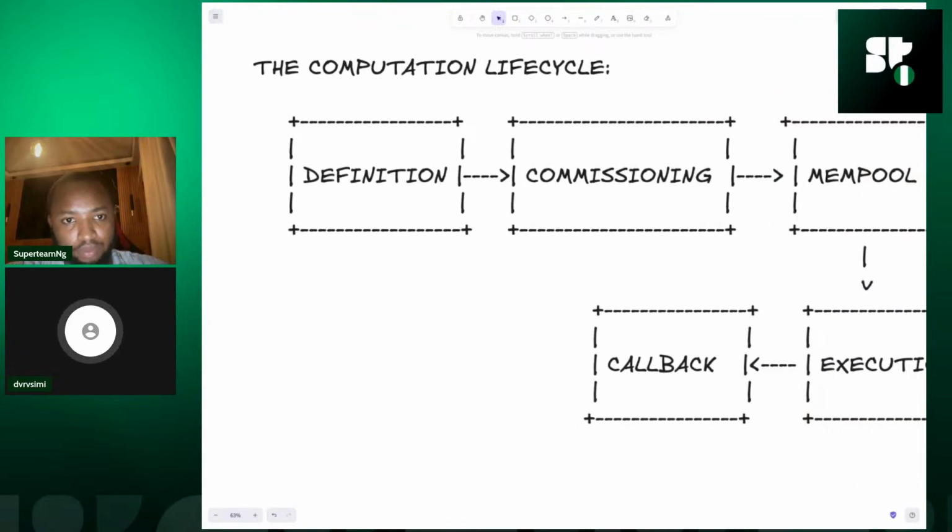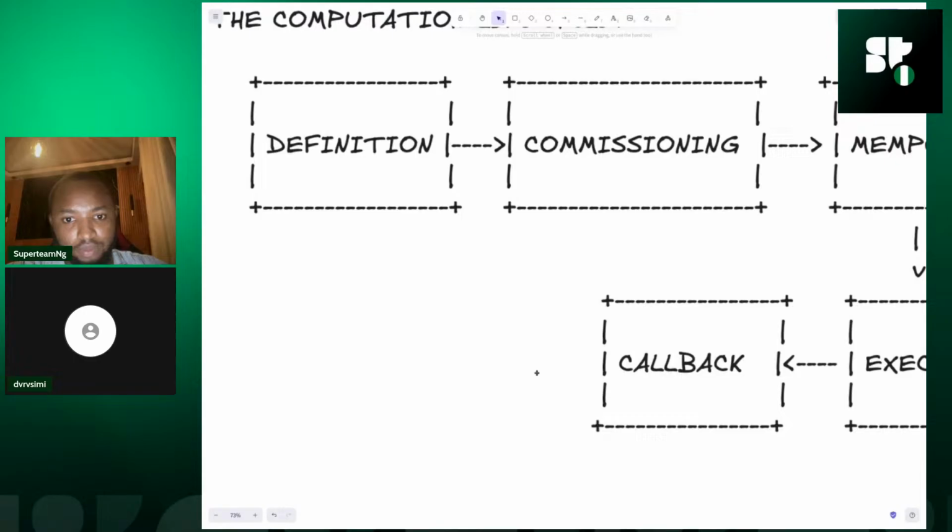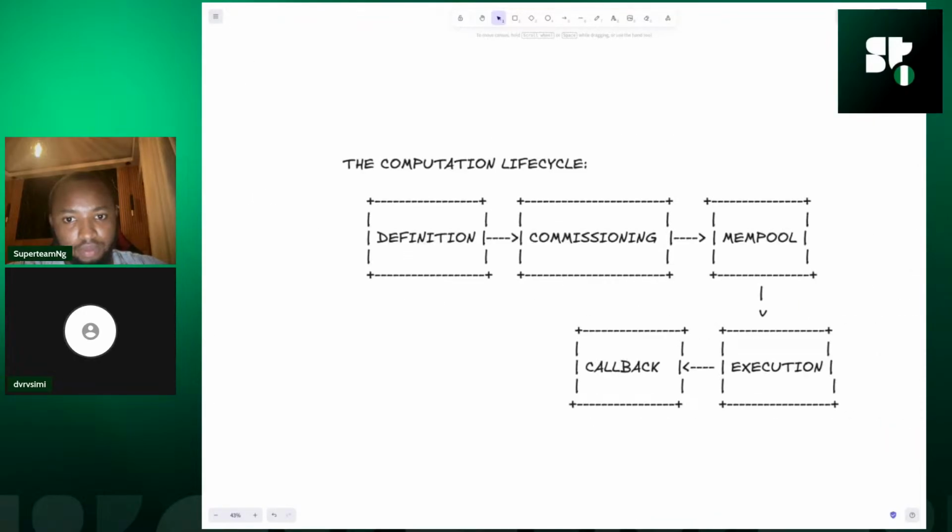So I'm going to go through this now. Let me see if I can zoom out here. There are five stages for all of these computations that we're talking about, and I'll be going through them one by one. The first stage is definition, and it basically says, I'm giving you a blueprint of what I want to compute, and all of this is done on the Arcis framework.